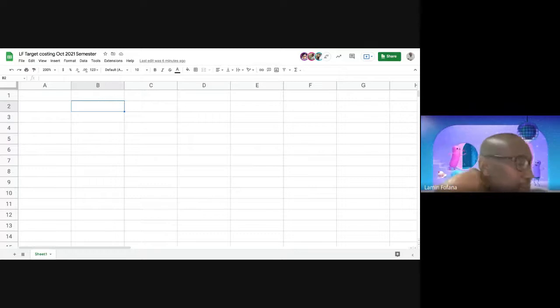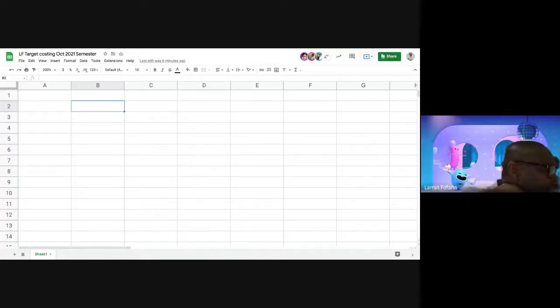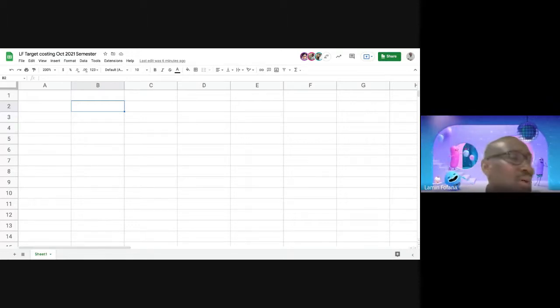So the question says CMC Limited, a car manufacturing company, wants to calculate a target cost for a new car. The price will be set at 20,000 pounds. CMC Limited requires a 10% profit margin. What is the target cost? Very simple. It's asking for a target cost.